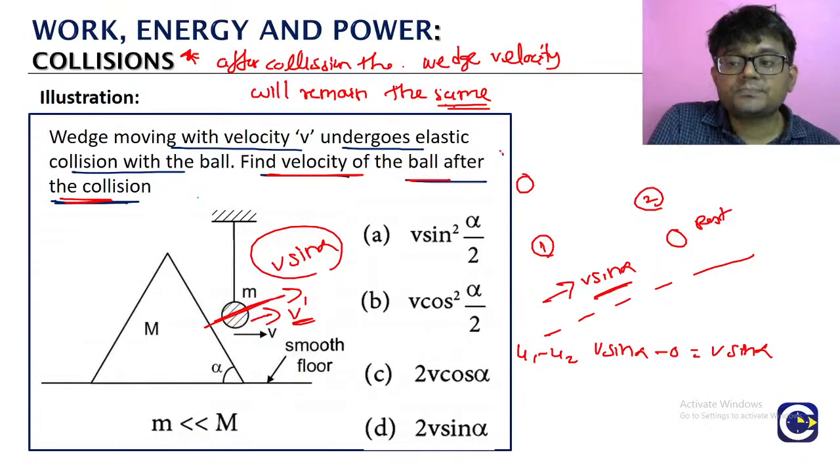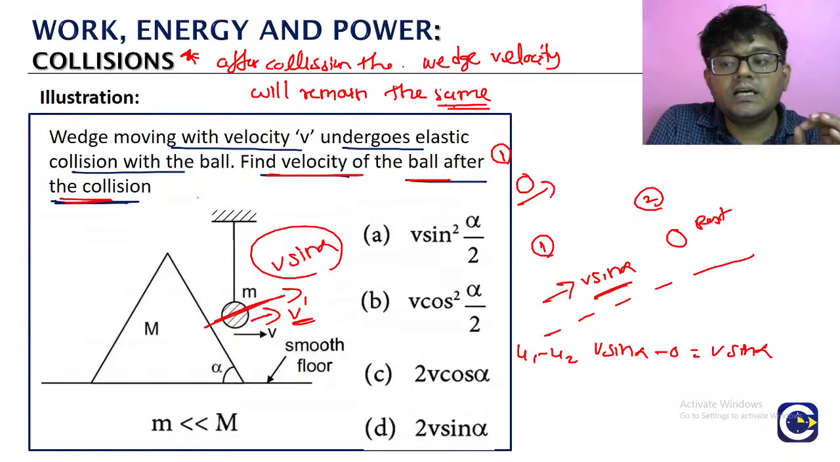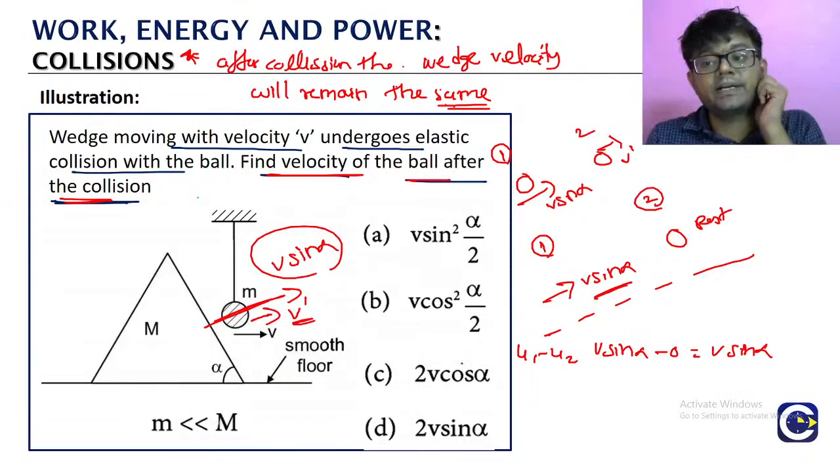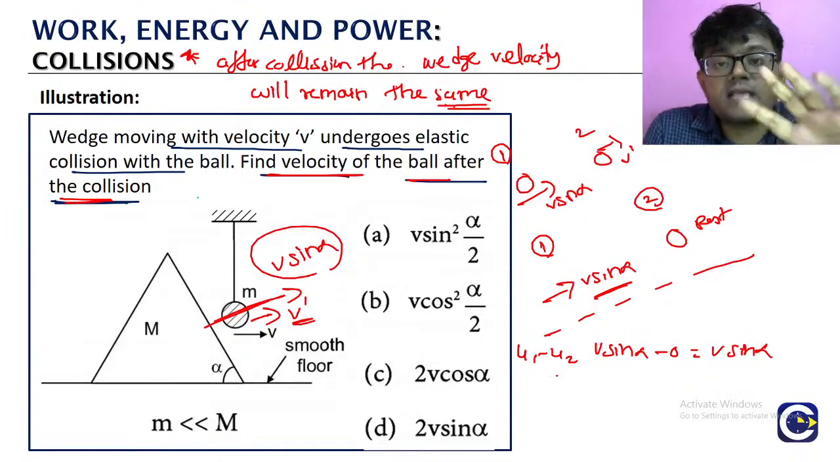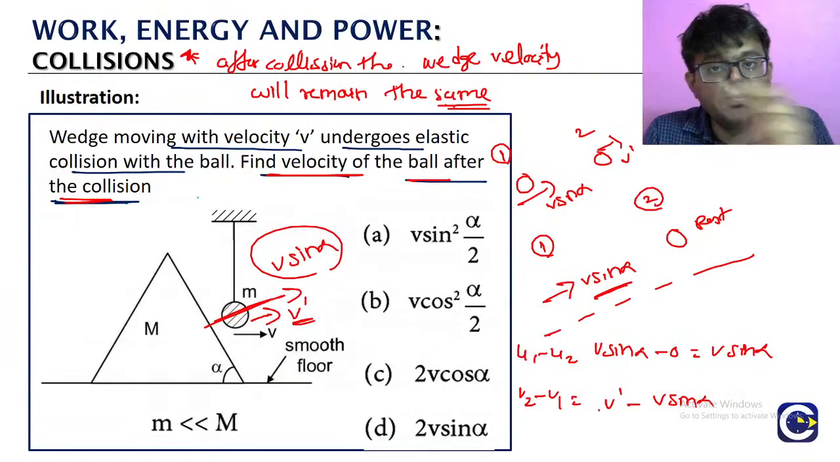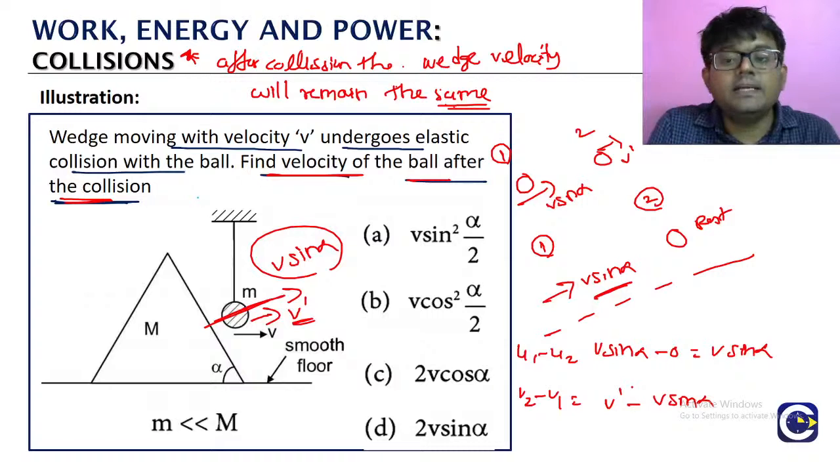After collision, the wedge will still have the same v sin alpha. Particle 2 might move with some velocity v dash. That v dash is what we are trying to find. So what is the relative velocity of separation after collision? That is v2 minus v1. What is it? v dash minus v sin alpha. But it is elastic, right?